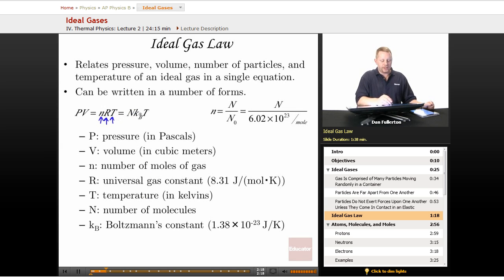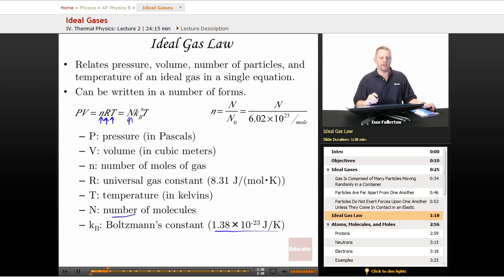On the other hand, if you want to use this version, PV equals N K_B T, where capital N is the number of molecules that you have. K_B is Boltzmann's constant. We talked about that previously, 1.38 times 10 to the minus 23rd joules per Kelvin. And T, again, is your temperature in kelvins.